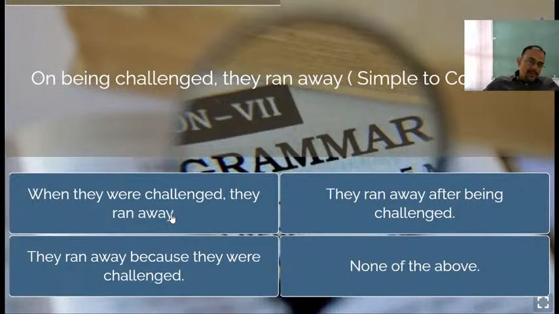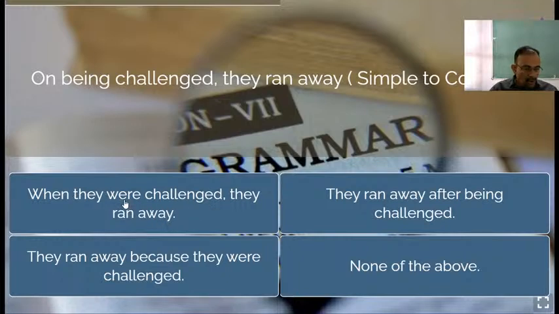always remember that here there are two clauses, the principal clause they ran away and the subordinate clause when they were challenged, and the connector is also there, like when is the connector here, right? So this appears to be a complex sentence.